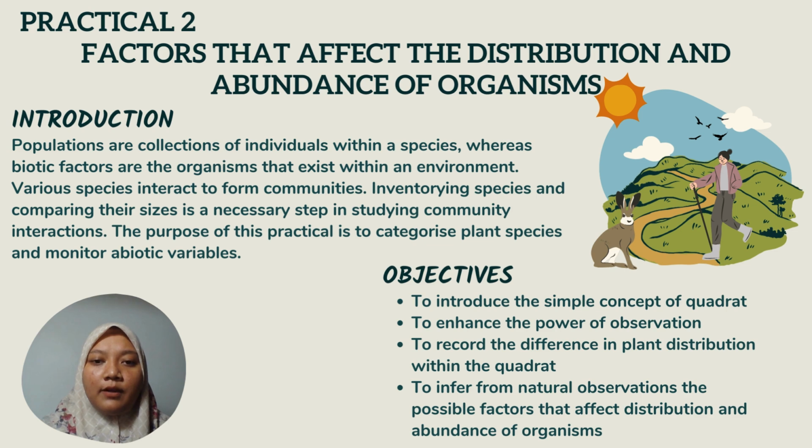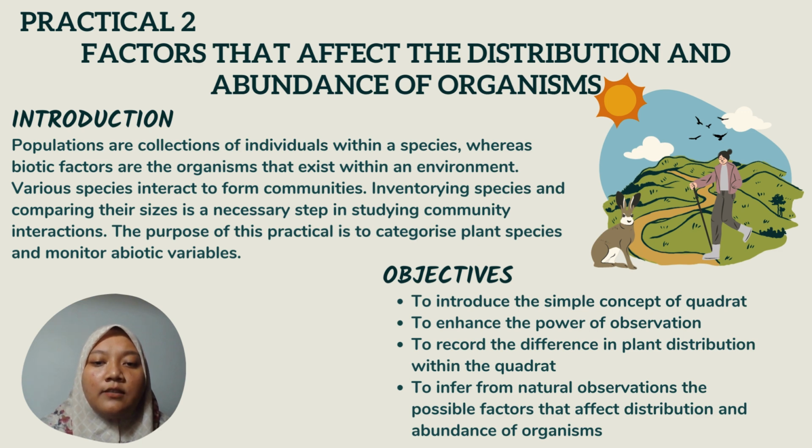Practical 2 is about factors that affect the distribution and abundance of organisms. Populations are collections of individuals within a species, whereas biotic factors are the organisms that exist within an environment. Various species interact to form communities. Inventorying species and comparing their size is necessary to studying community interaction. The purpose of this practical is to categorize plant species and monitor abiotic variables.